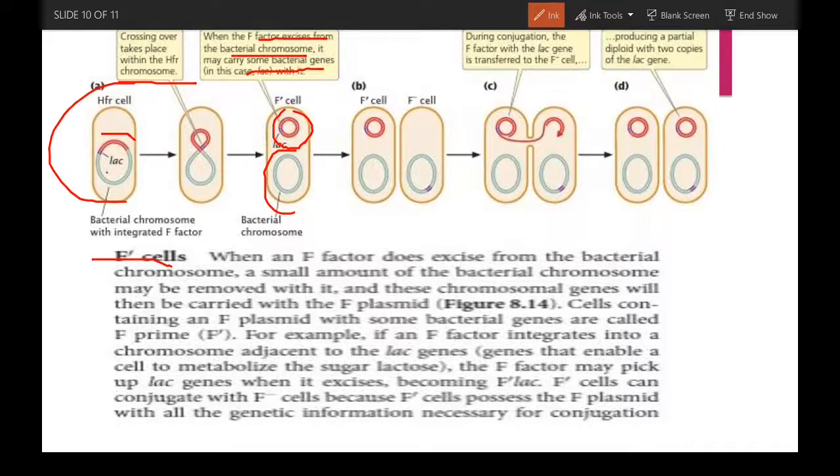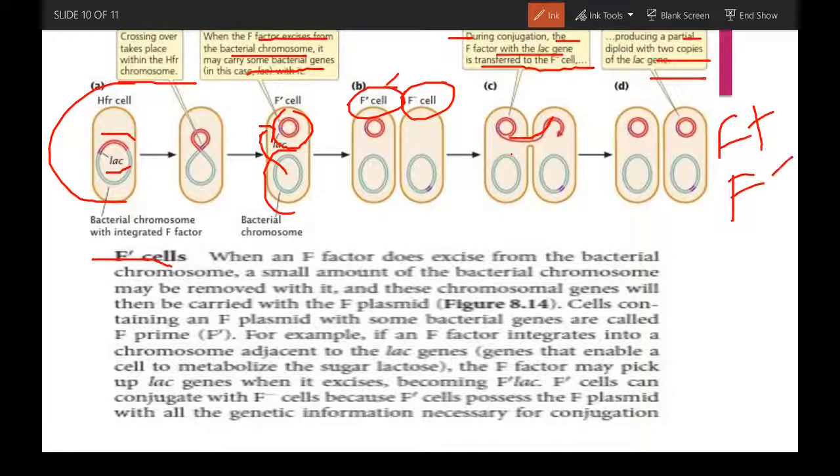Like for example, here the lac gene was very close to this F factor, and after it is excised, the lac gene goes along with the F factor into the fertility factor instead of the bacterial chromosome. So here the F prime cell has the lac gene, which is not generally present in the F factor. So it is an F prime cell, and when conjugation between an F prime cell and an F minus cell occurs, there is a chance that during conjugation the F factor with the lac gene is transferred to the F minus cell, like here. So this is transferred, producing a partial diploid with two copies of the lac gene. So along with the F factor, the lac gene is also being transferred into the F minus cell, making it an F plus cell, or you can say an F prime cell has been made.